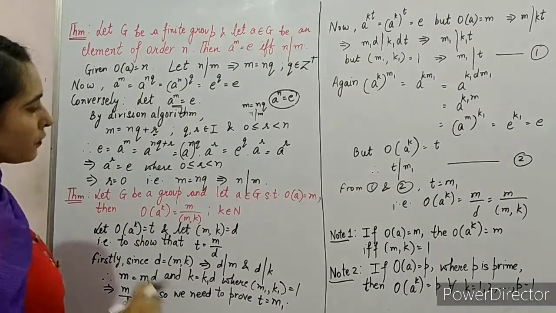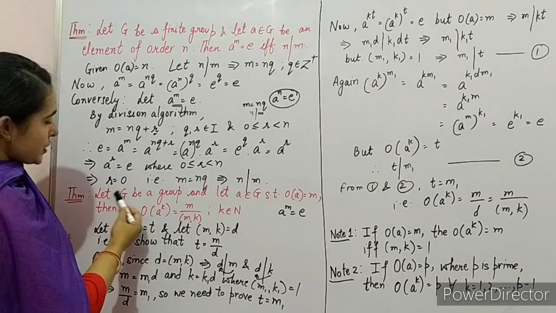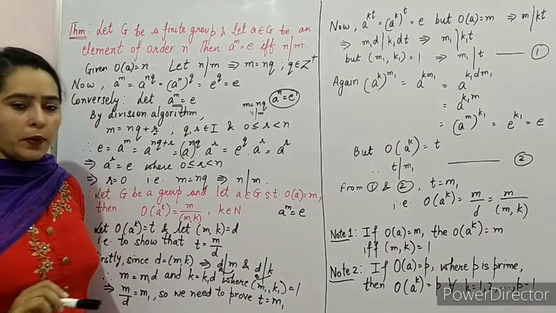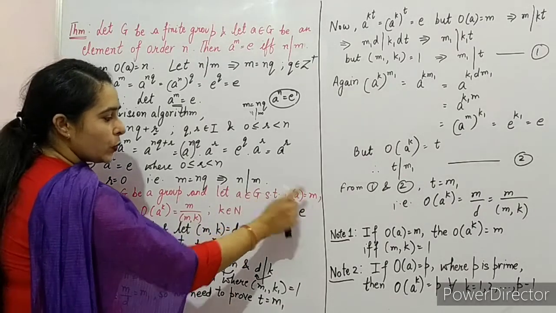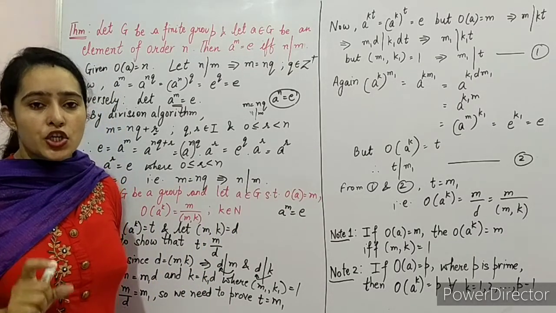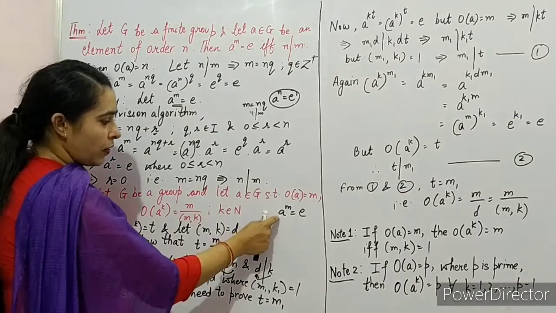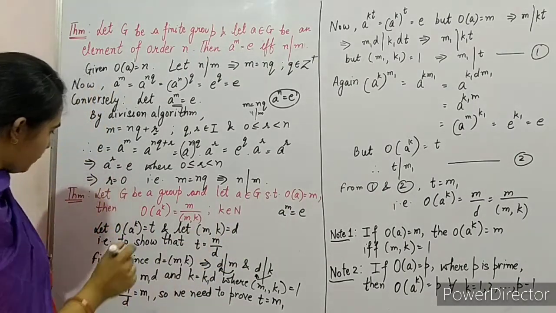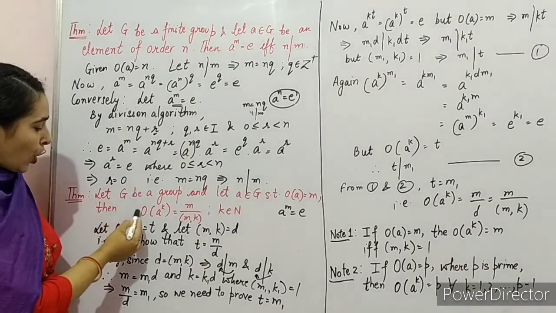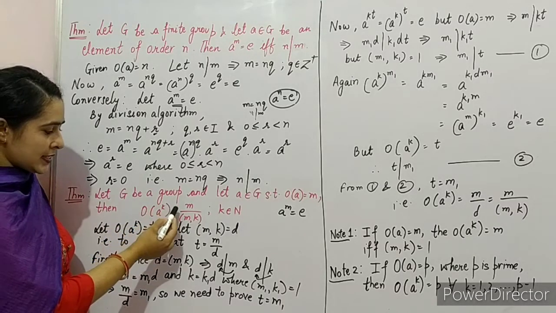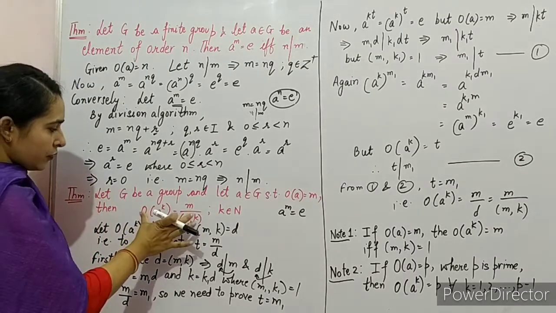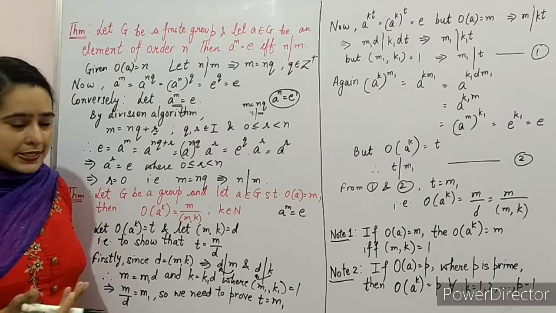So hence the result. The next theorem is: let G be a group and let a belong to G such that the order of a is equal to m. This is given to us. Order of a equal to m means m is the least positive integer such that a raised to the power m is equal to identity. Then what we have to prove is that the order of a raised to the power k is equal to m upon GCD of m and k. What does this result tell us?